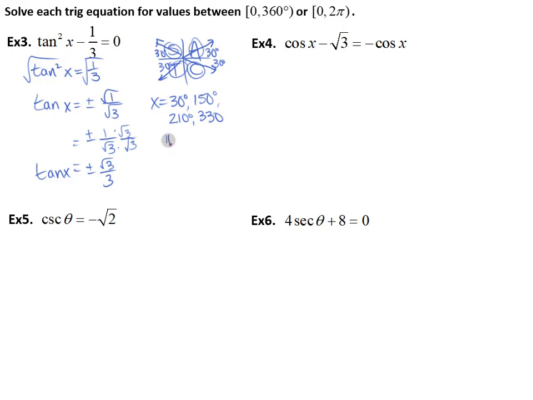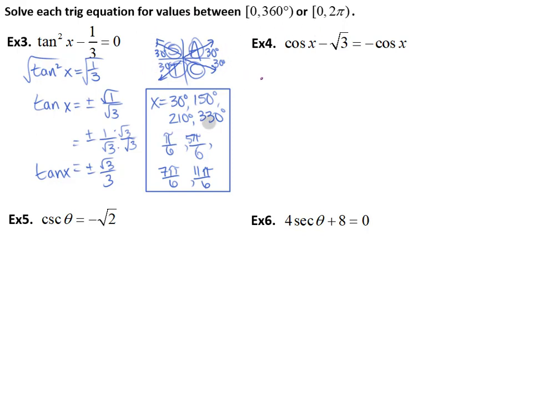If we were going to write them all in radians, 30 degrees is pi sixths. 150 is 30 times 5, so 5 pi sixths. 210 is 30 times 7, so 7 pi sixths. And 330 degrees is 11 times 30, so 11 pi sixths. So there's all of my answers for tangent.